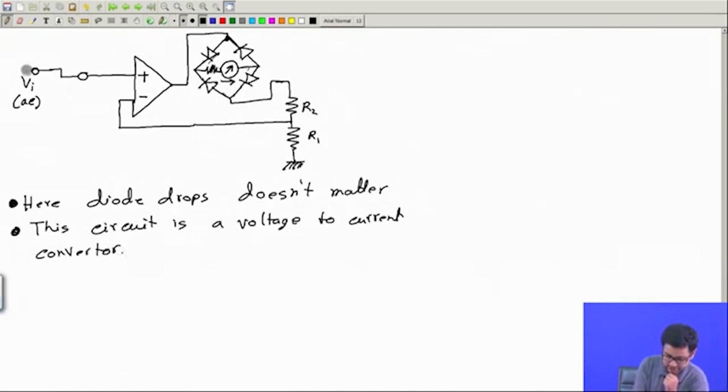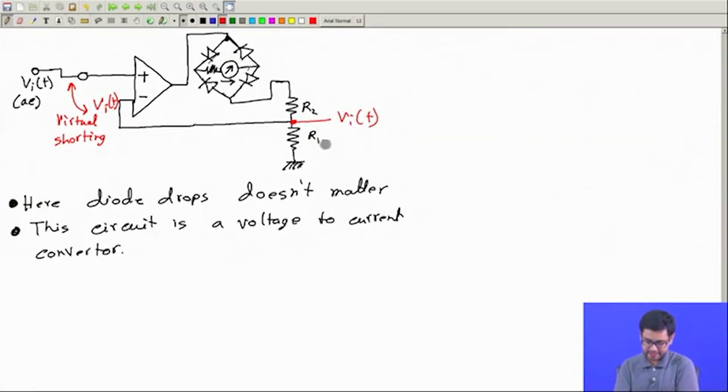Why? You observe this is at voltage Vi, the input. Due to the virtual short principle, this potential will also be Vi. This is time varying, call it t. This is also t. So at any and every moment, ideally, this point will be at the same potential as this. This is due to the virtual short. And so here I can write this point is at Vi(t), right?